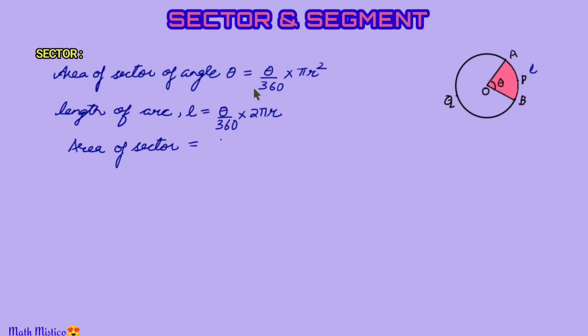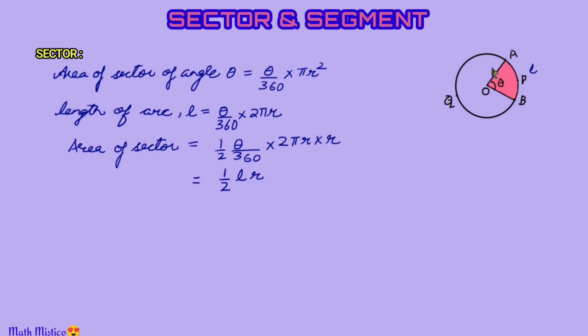If I multiply and divide this expression by 2, I have half theta upon 360 into 2 pi r into r. Now theta upon 360 into 2 pi r gives us L, and so we have the formula area equal to half LR. We can use this formula if we know the length of the arc corresponding to which we have to find out the area of the sector.